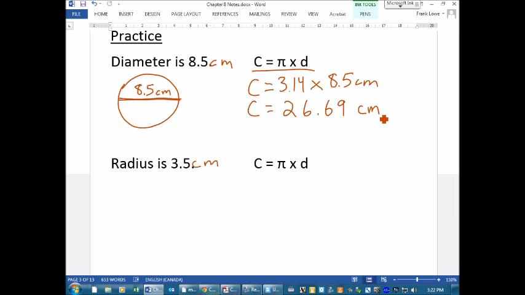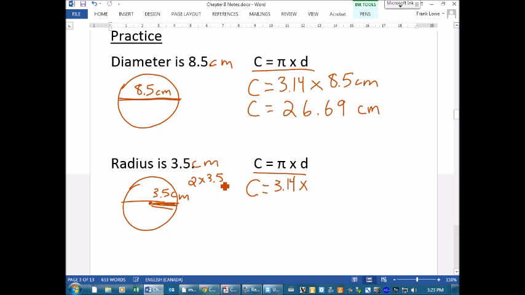Okay, next one. Radius is 3.5 centimeters. So we have a circle, and from the middle to an edge is 3.5 centimeters. We've got our formula down, and we start filling in the gaps. Pi is 3.14 times my diameter. Is this diameter? No, it's radius. What do you have to do to radius to make it into diameter? Right, you have to double it. So 2 times 3.5 gives you 7 centimeters.